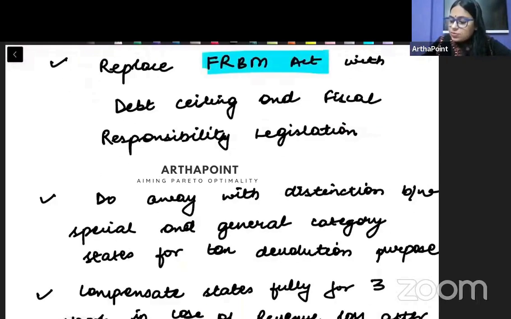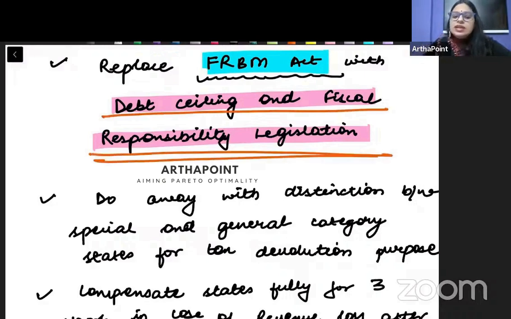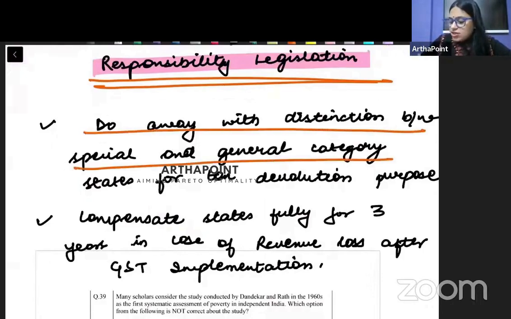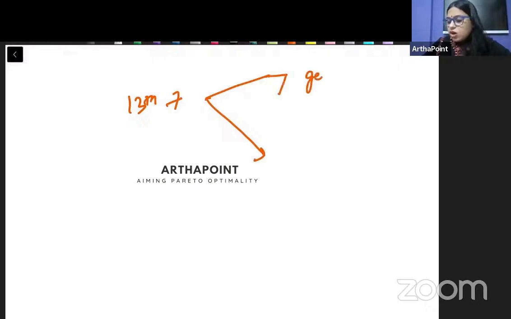Replace FRBM Act with debt ceiling and fiscal responsibility legislation. तो पहले हमारा जो एक्ट होता था, that used to be called as Fiscal Responsibility and Budget Management Act. And they said that we need to replace this act. And what will be the new act? Debt ceiling and fiscal responsibility legislation. अब इस एक्ट को हम debt ceiling and fiscal responsibility legislation बोलेंगे. Do away with distinction between special and general category states. तो पहले in 13th Finance Commission we had two types of states. One were called as general states and one were called as special states.